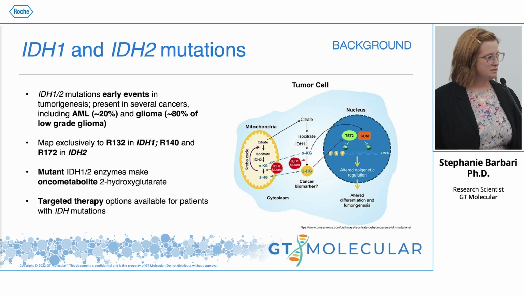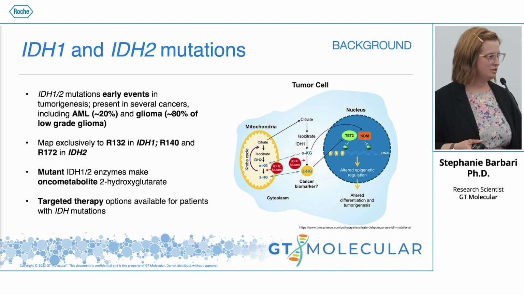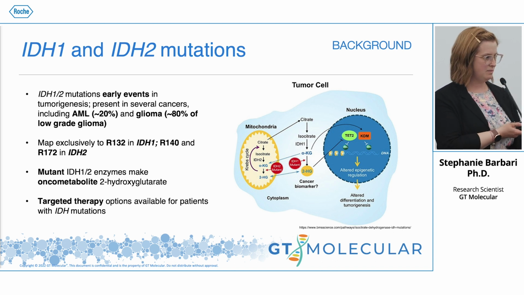These mutant enzymes convert alpha-ketoglutarate to 2-hydroxyglutarate, which is an oncometabolite that alters epigenetic regulation and ultimately leads to altered differentiation and tumorigenesis. And as I mentioned earlier, there are targeted therapy options for these patients, again further substantiating their role in liquid biopsy and MRD detection.